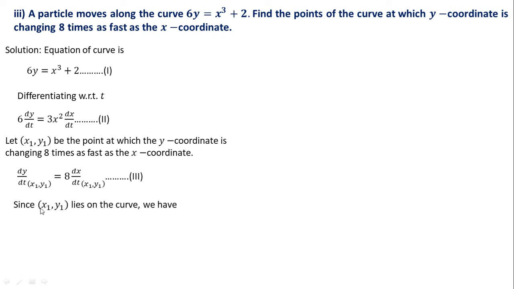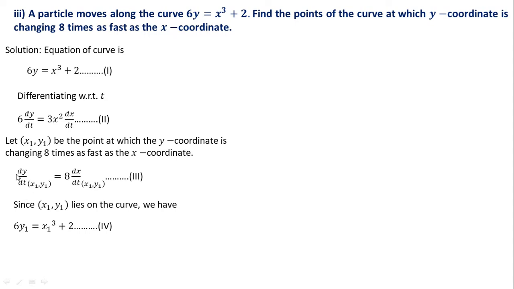Now since x1, y1 lies on the curve, see, x1, y1 is the point on that curve. So what will you write? It satisfies this equation, that is 6y is equal to x cube plus 2. So in place of that you can write 6y1 is equal to x1 cube plus 2. So let us consider this one as equation number 4.